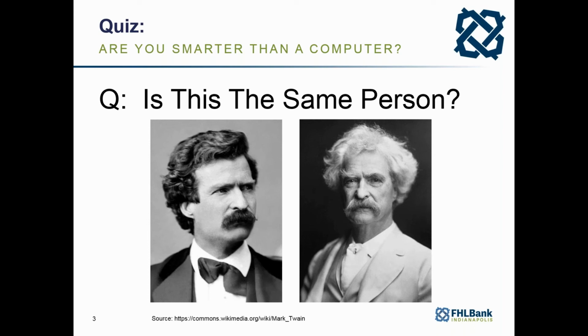And we may not even get it right. What makes him Mark Twain or makes it the same person may be very, very complex. It may be the distance between the eyes. It may be the length of his nose relative to his forehead, things like that. So actually explicitly coding this is extremely challenging.